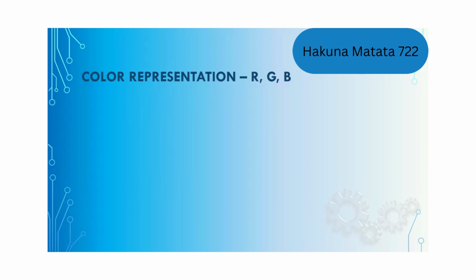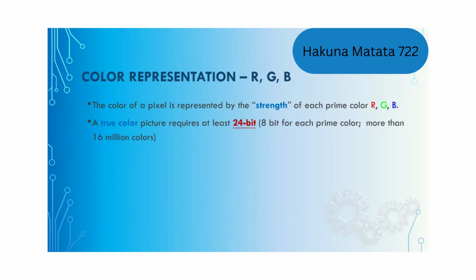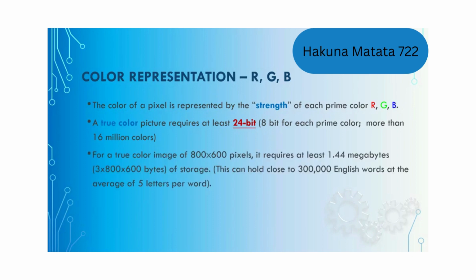So we know that for bitmap image, each pixel holds a color value. And the most common way to represent the color values is by the use of RGB. So by mixing different amounts of red, green, and blue, we get different colors. And if we are talking about true color, then we are using 24 bits, 8 bits for red, 8 bits for green, and another 8 bits for blue. So it provides more than 16 million colors. So for a true color image of 800 by 600 pixels, it requires at least 1.44 megabytes of storage.